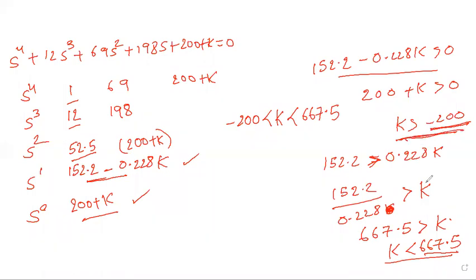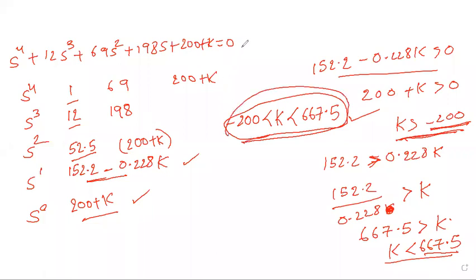From these two conditions, I have written it. Yes, sir. So this is the first objective: discuss the stability of the closed loop system as a function of K. So between these values of K, the system is said to be stable.